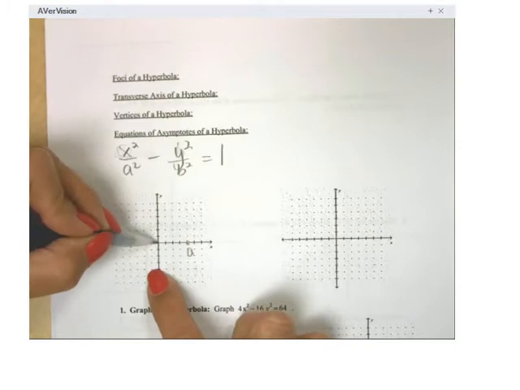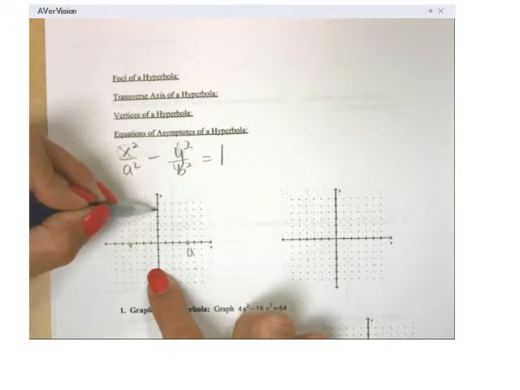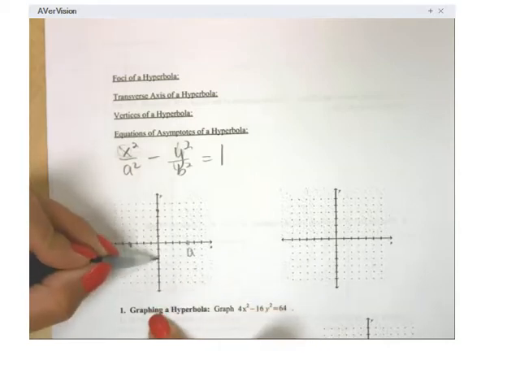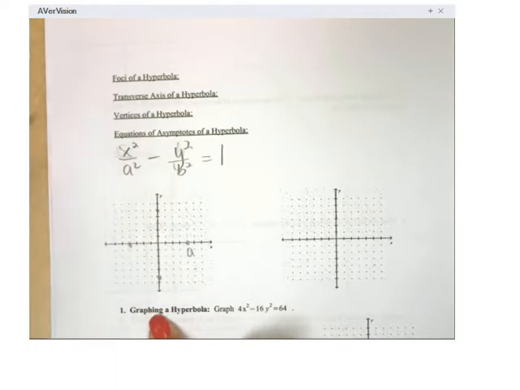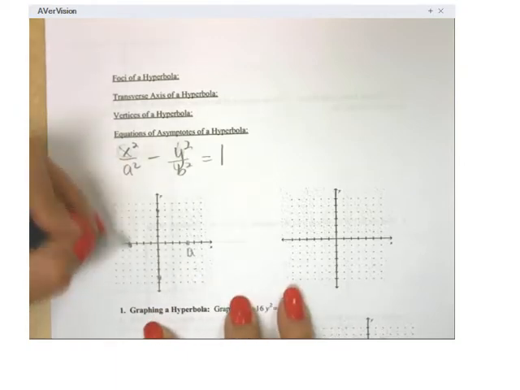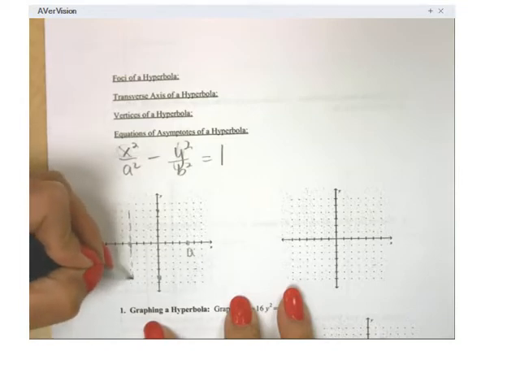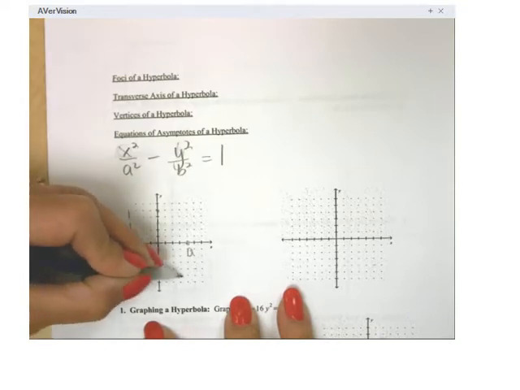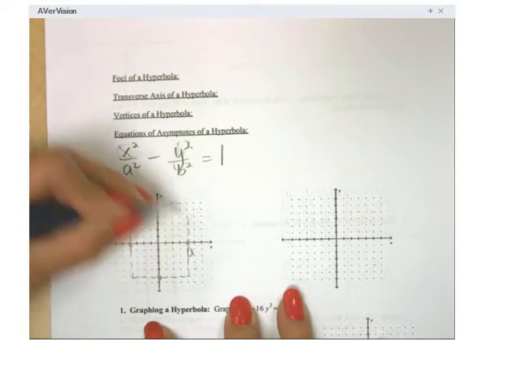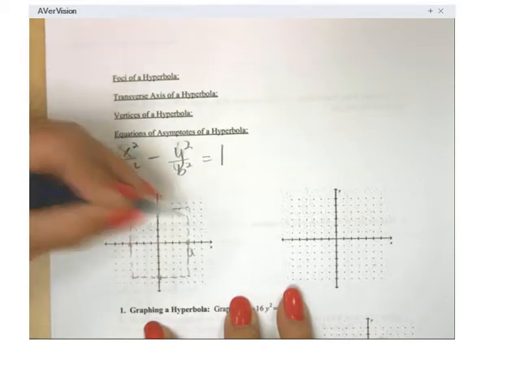Now, underneath the y variable is a b. We move b units in the y direction. And so I'm going to make that look like it's 5. 1, 2, 3, 4, 5. This guides us to be able to make a little rectangular box that is going to be our guideline. And so we make this little rectangular box.